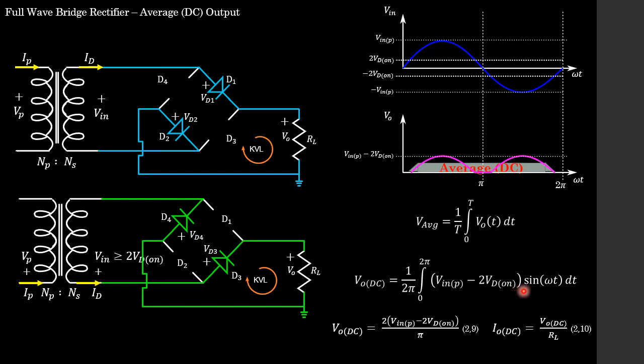Remember, that's our peak voltage here, multiplied by sine omega t, because yes, this is a sine wave. Once we solve this, students, our output DC voltage for a full wave bridge rectifier is given by expression 2.9. Then, to determine our output current, we take our output DC voltage and divide it by our load resistor. That's simple Ohm's law, you know it, and that is expression 2.10.